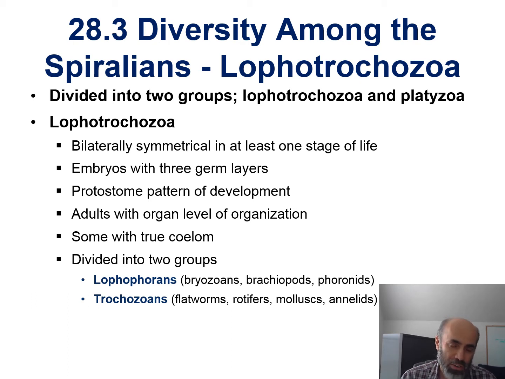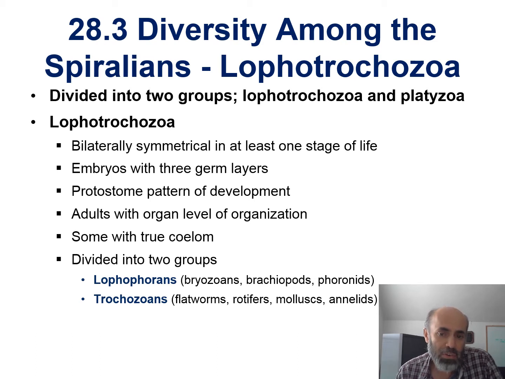Lophophorans are not very commonly known. You probably have not heard about any of them. Trochozoans are quite common, like molluscs, annelids and flatworms. Annelids like earthworms, molluscs, all different types of shelled organisms, flatworms that we have talked about. We have seen some of those during the lab also. So those all belong to the Trochozoans group.